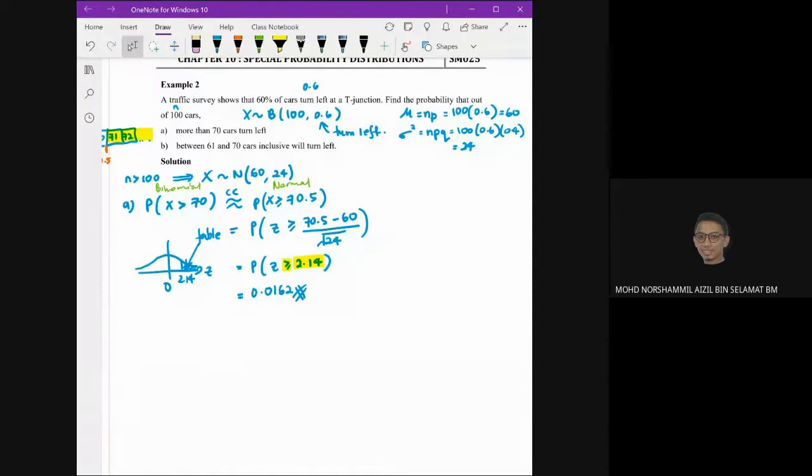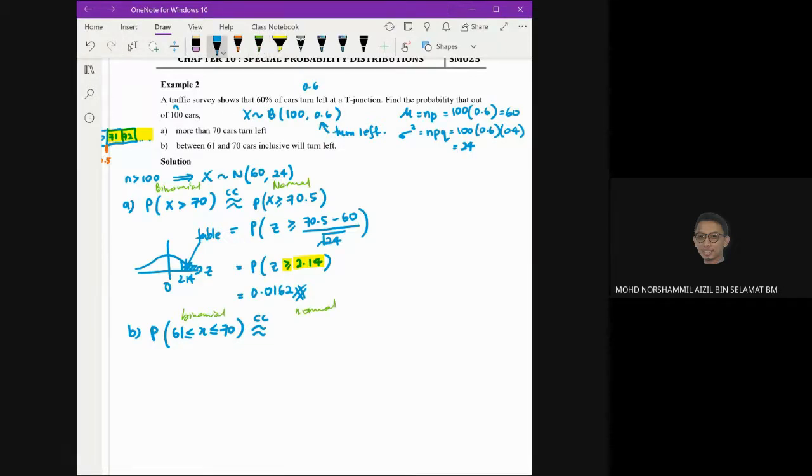Alright. So let's take a look at part B. Part B, probability of between 61 and 70 cars inclusive. Inclusive so means that greater than or equals to, and less than or equals to 70. Bila this one is for binomial, we still need to convert to normal. So we need to go through CC.